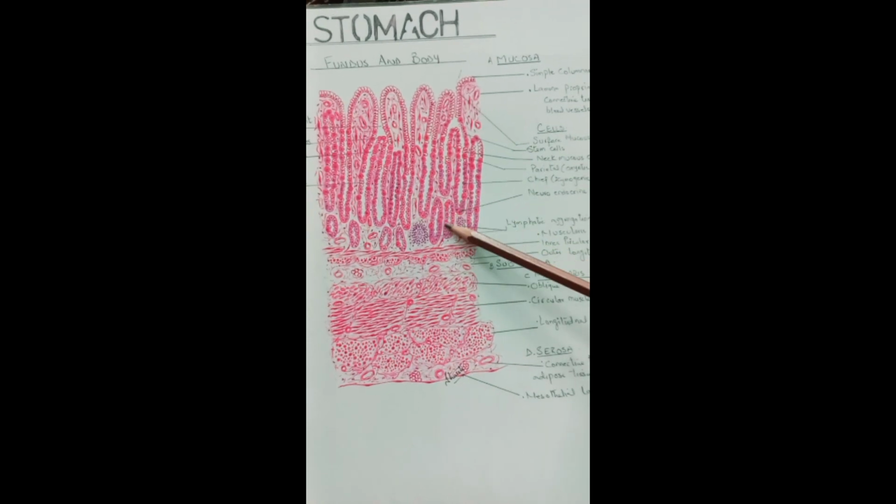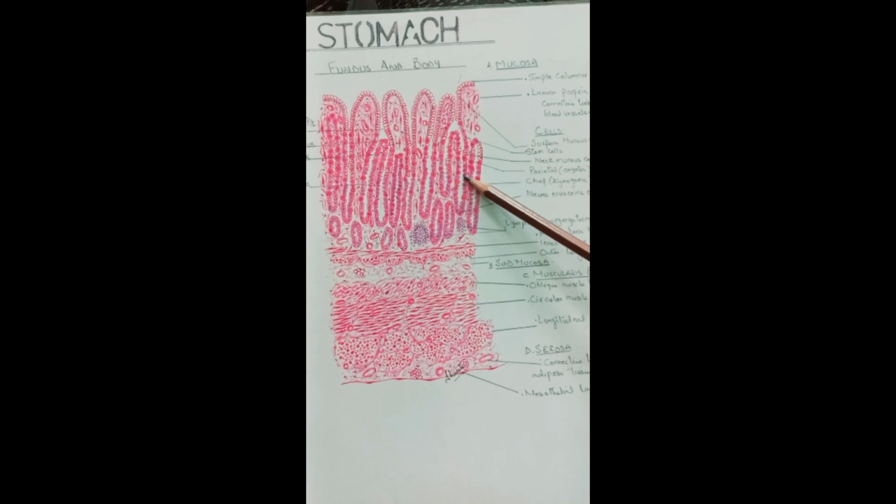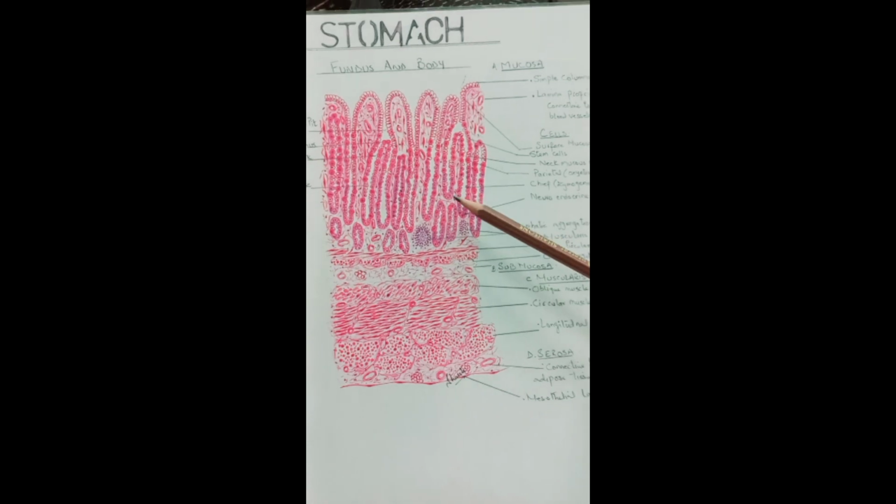Just you will draw different cells here in the cardiac and the pylorus region, because more mucous cells are present there. This was all about the stomach.